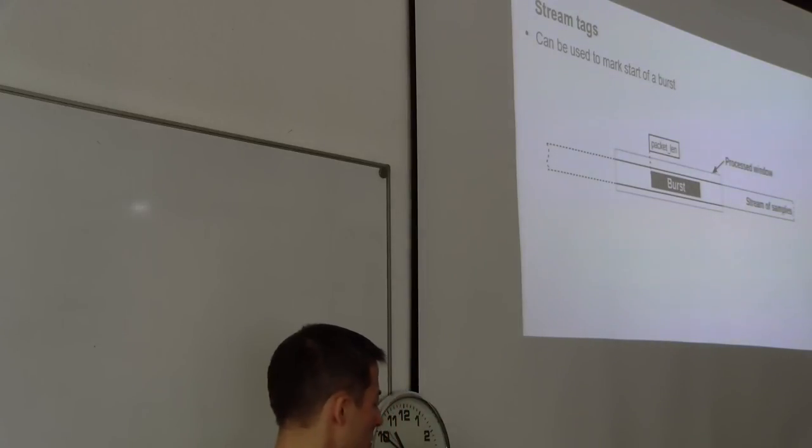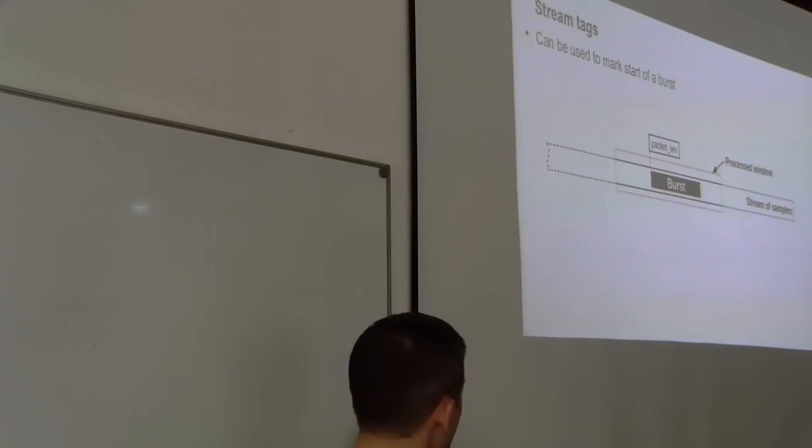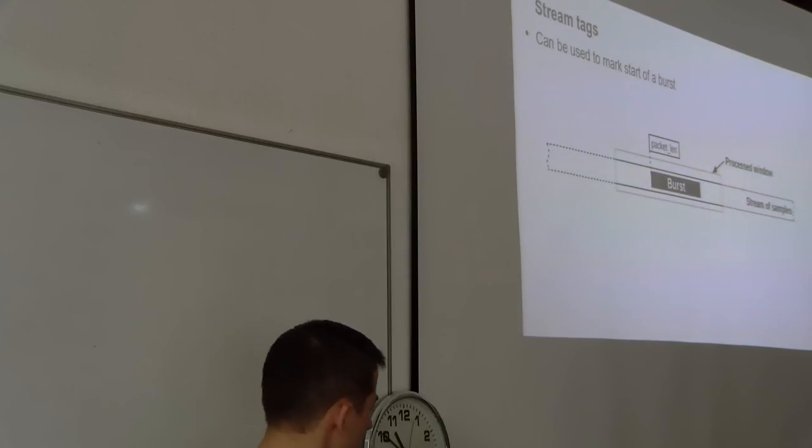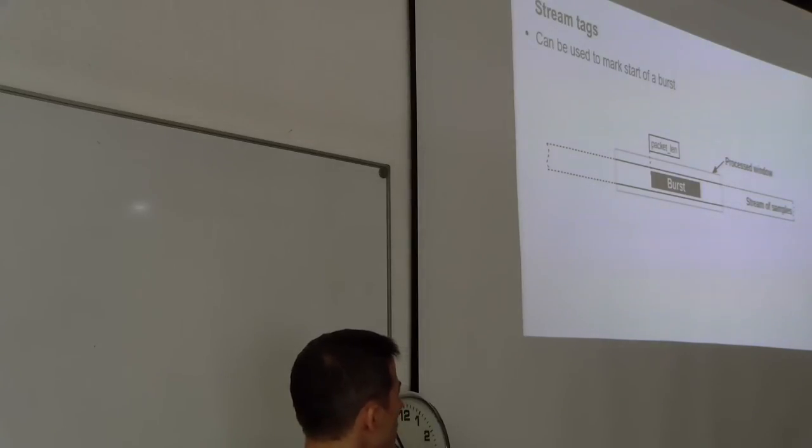We have a stream of samples. The block sees the stream of samples through a window. So at a given call of its work function, it sees some limited number of samples. And inside of this window, it can also see stream tags. So for example, we can imagine that there is a tag with the length of a packet. So we can get packets this way.